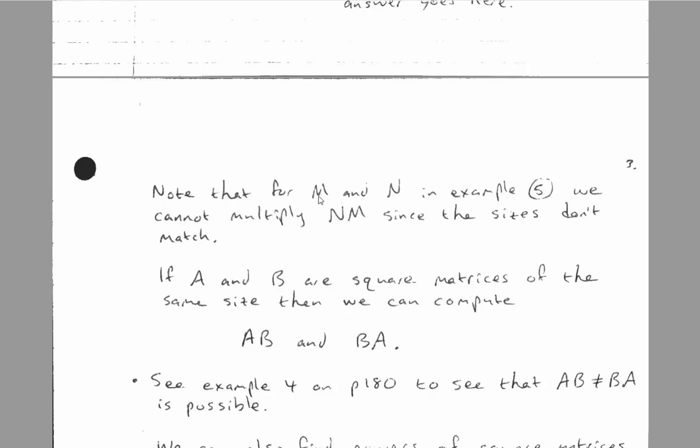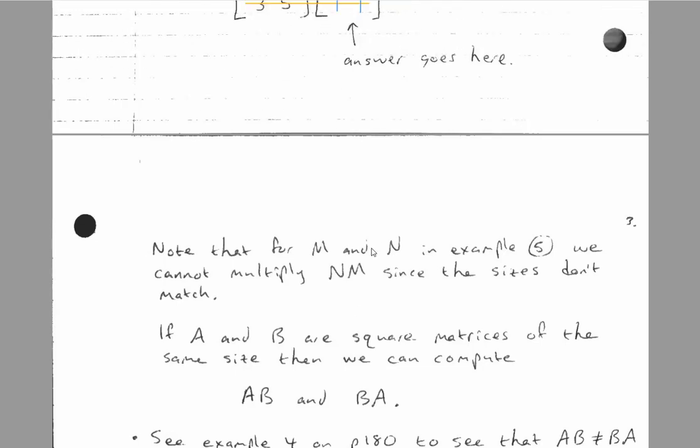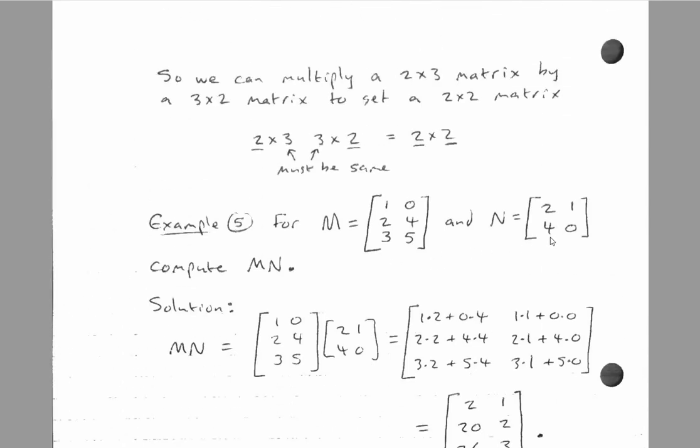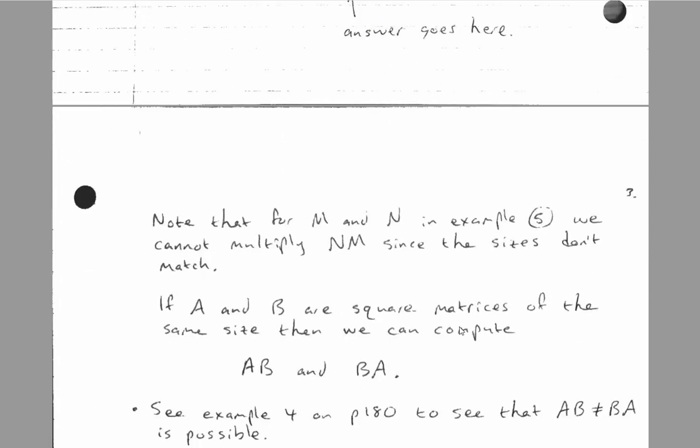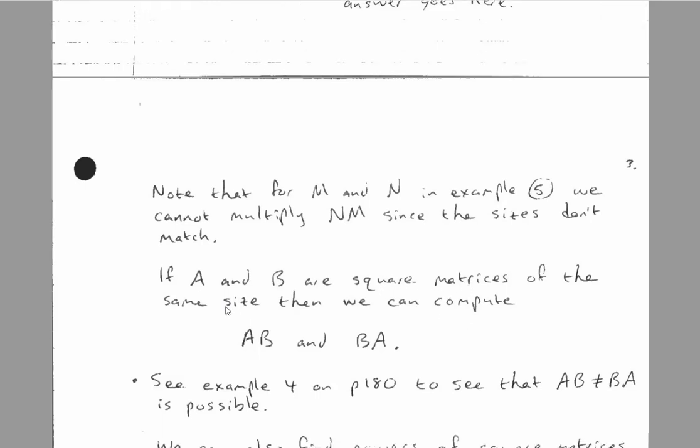Yeah, in example 5, we multiplied M by N, but we couldn't multiply N by M since the sizes don't match. Yeah, 2 by 2 matrix times a 3 by 2 matrix. Yeah, we have a 2 and a 3 in the middle. That doesn't work. But if you have 2 square matrices, then you can multiply them in either order, so AB and BA.